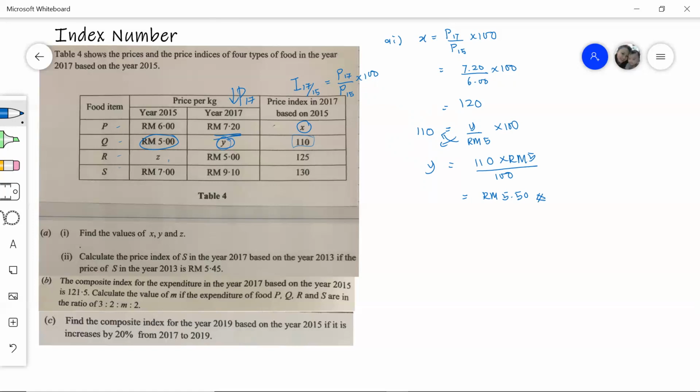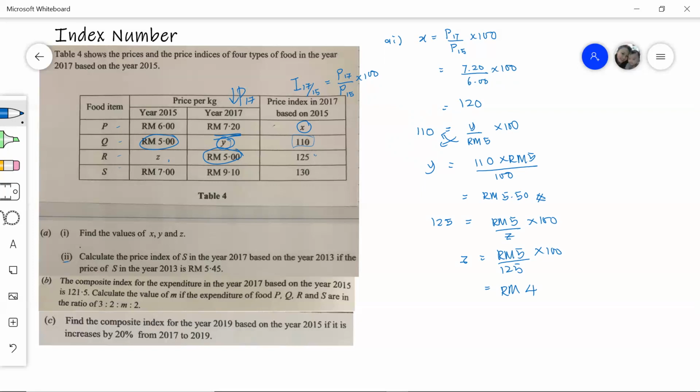And as for Z, we know that 125 is equivalent to 5 ringgit over Z times 100. And therefore to find Z, 5 ringgit is actually 125%. So times 100%, to find the original price. So that is 4 ringgit. So we found our X, Y, Z right away.